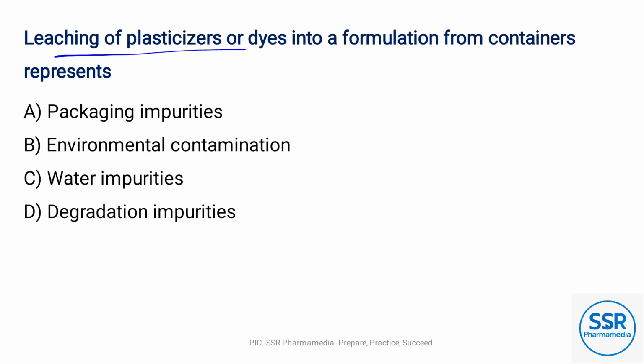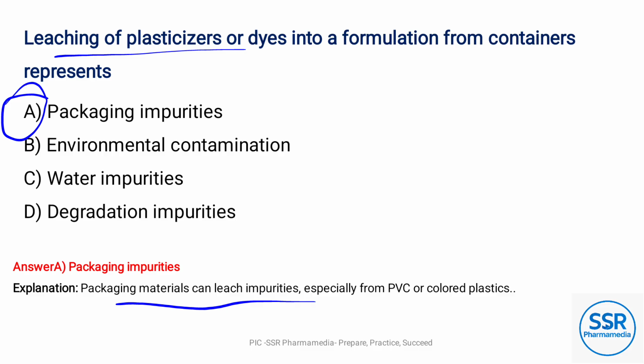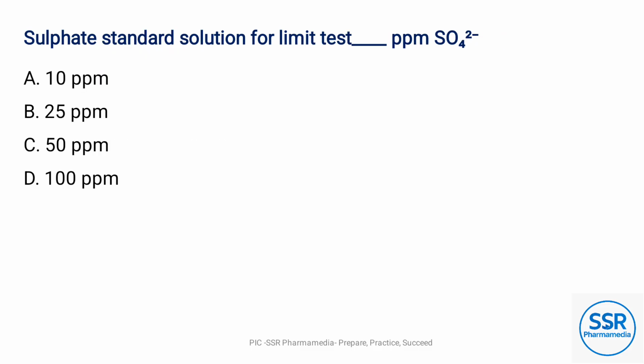Leaching of plasticizer or dyes into the formulation from containers represents, option A, packing impurities. Packing material can leach impurities, especially from PVC or colored plastics. The standard sulfate solution for the limit test is blank ppm sulfate ions. The answer is 10 ppm sulfate ions.